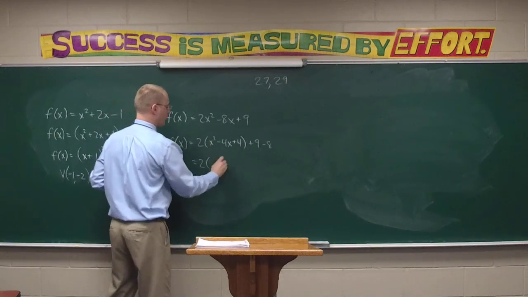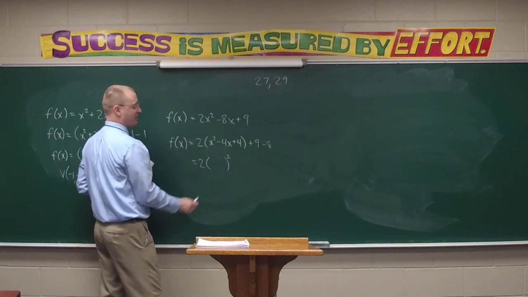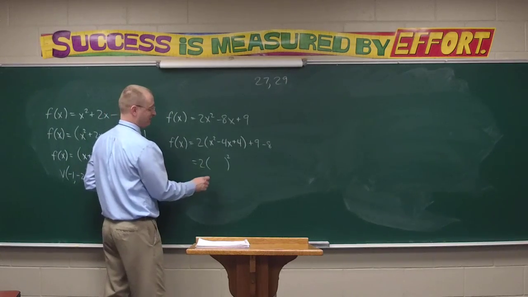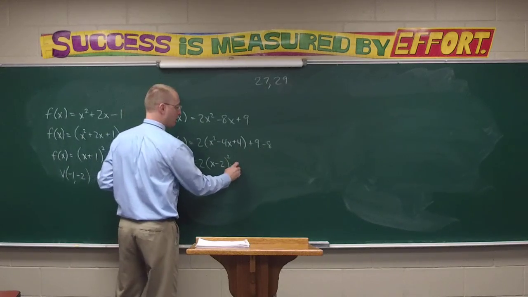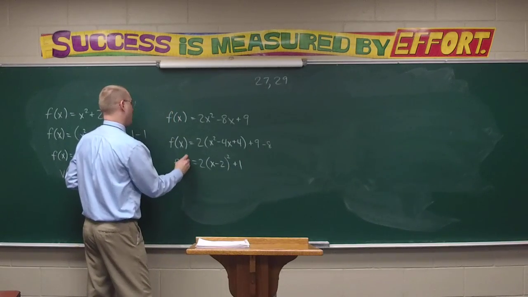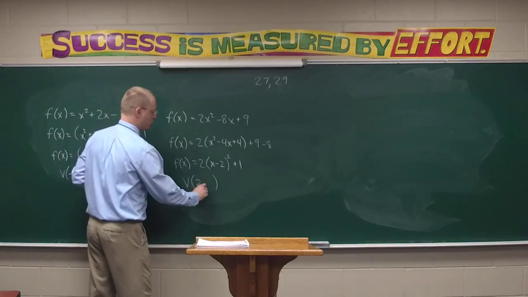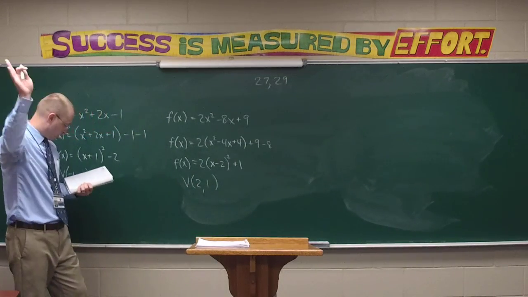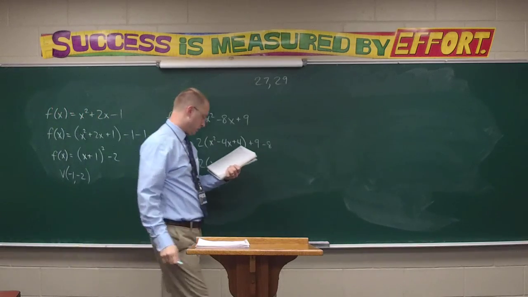We're going to keep the 2. Going to make a binomial squared. So what goes in the parentheses now, class, for our binomial squared? X minus 2. And then after it, I just put plus 1. So even if we didn't find the vertex, what is the vertex, class? 2, 1. How many had that for number 29? All right, do 28, 30, 32.